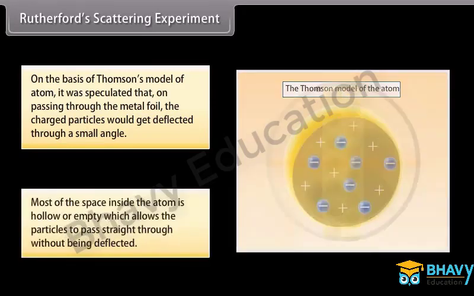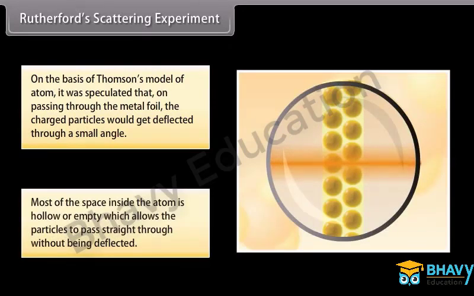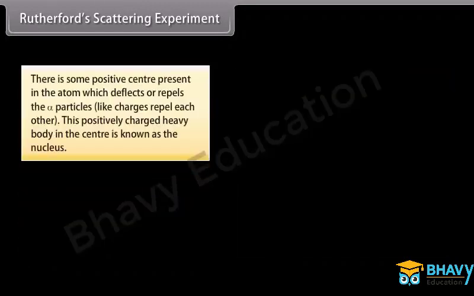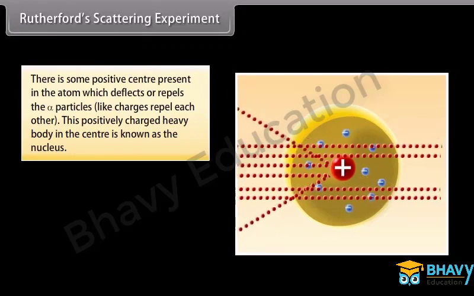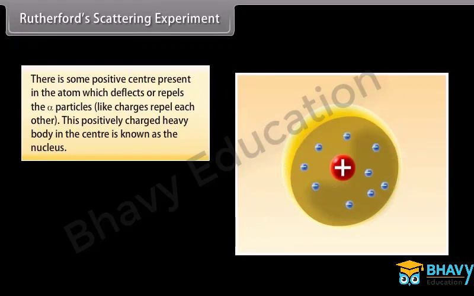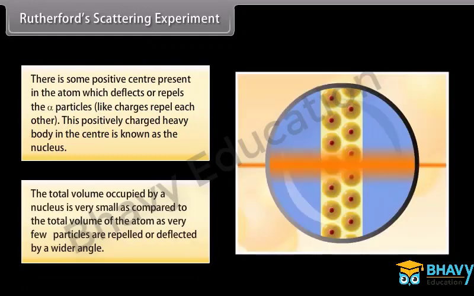1. Most of the space inside the atom is hollow or empty, which allows the particles to pass straight through without being deflected. 2. There is some positive center present in the atom, which deflects or repels the particles, like charges repel each other. This positively charged heavy body in the center is known as the nucleus. 3. The total volume occupied by the nucleus is very small as compared to the total volume of the atom, as very few particles are repelled or deflected by a wider angle.